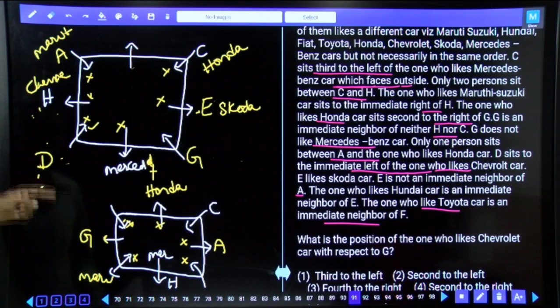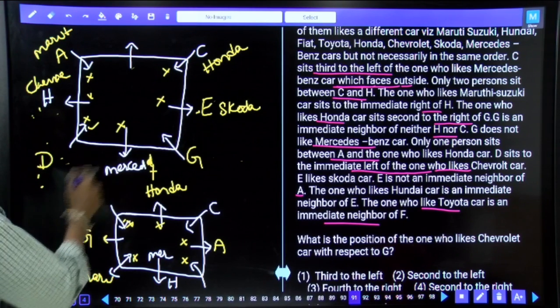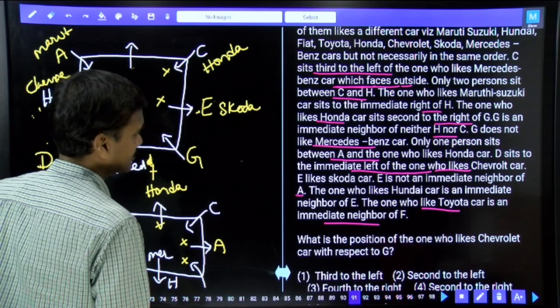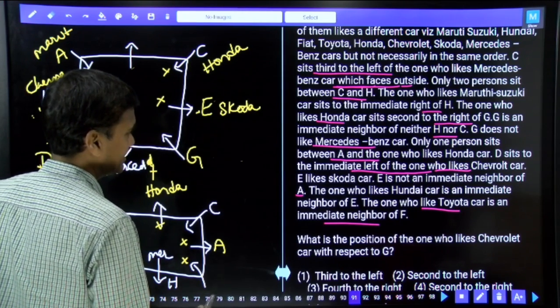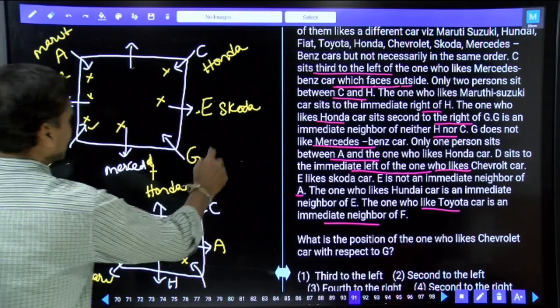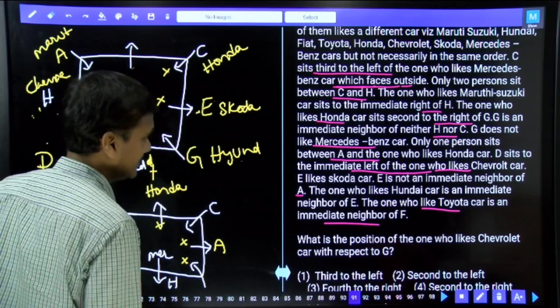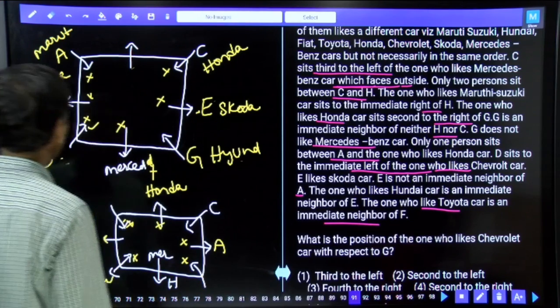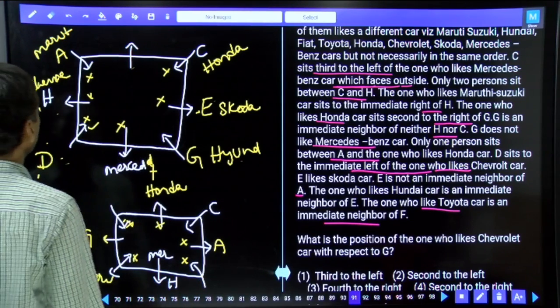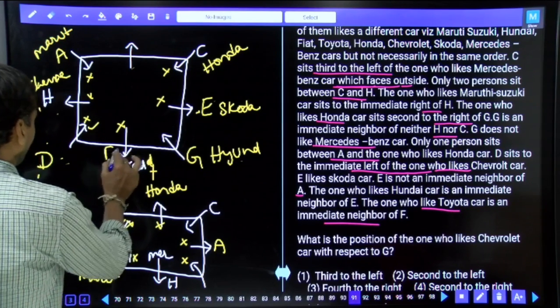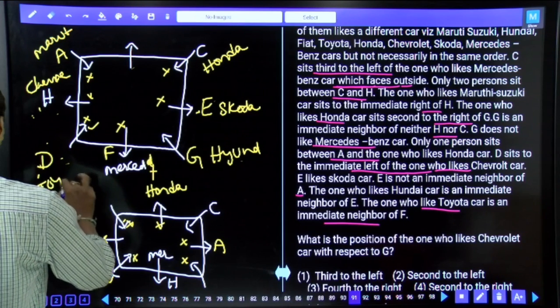And D sits to the immediate left of the Chevrolet, and E is Skoda. And what is the next thing left over here? E is not an immediate neighbor. Hyundai is an immediate neighbor of E. This H is Hyundai. The one who likes Toyota is an immediate neighbor of F. Tell me where should this F be? F is here. F is Mercedes and D is Toyota.